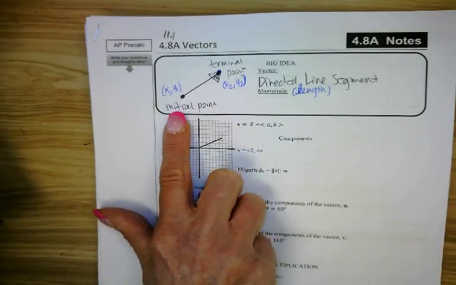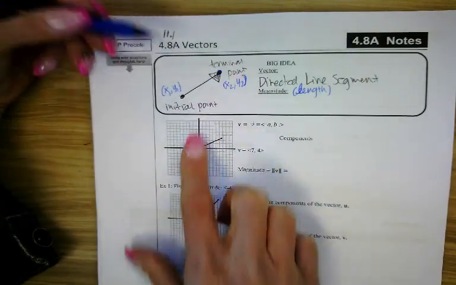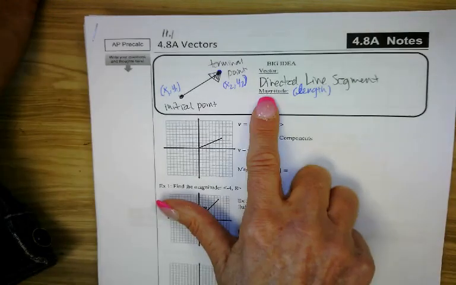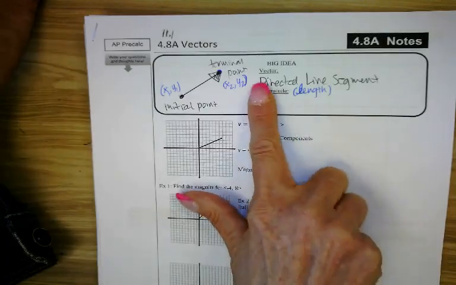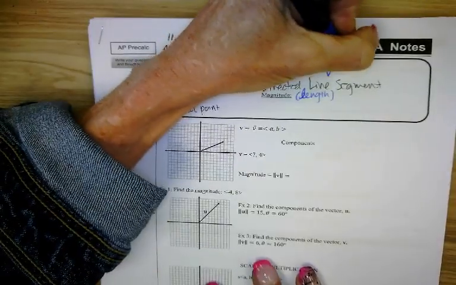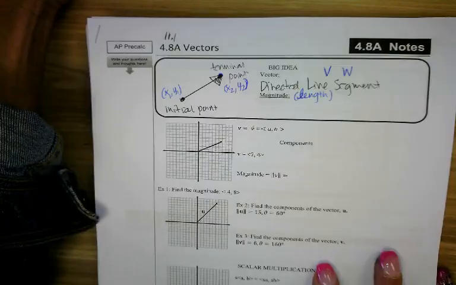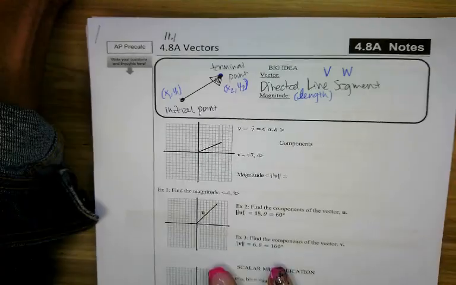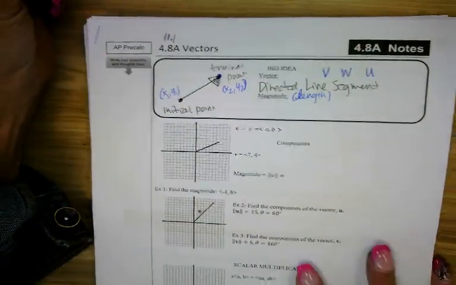So when we're in vector world, vector land, a directed line segment is called a vector. The beginning point is called the initial point. The ending of it is called a terminal point. In geometry, we would have just called this a ray, right? The magnitude in vector land means how long it is. Usually the variables we use for vectors are v or w. U, v, and w are all common ones.